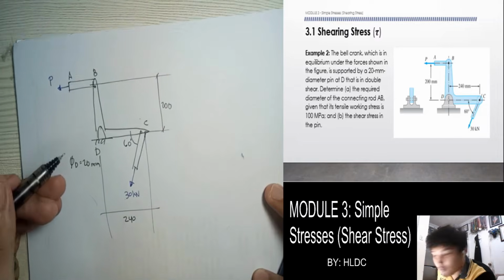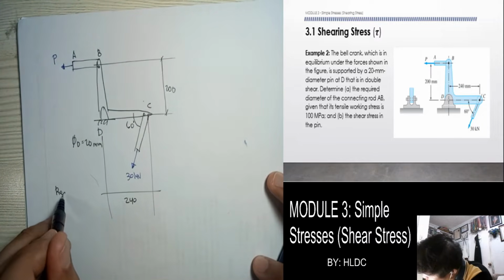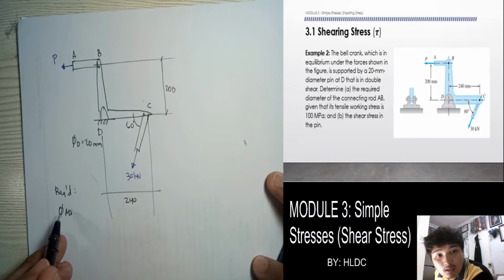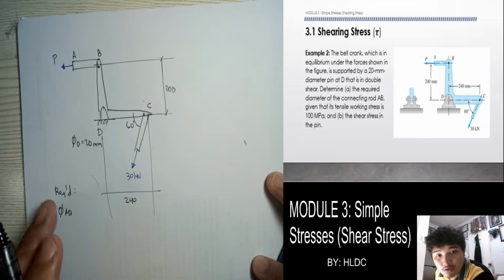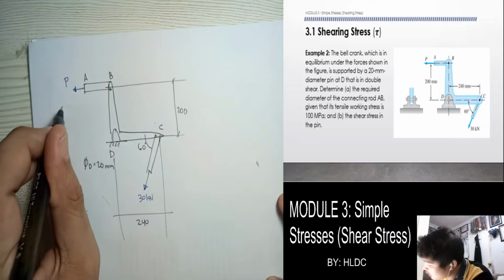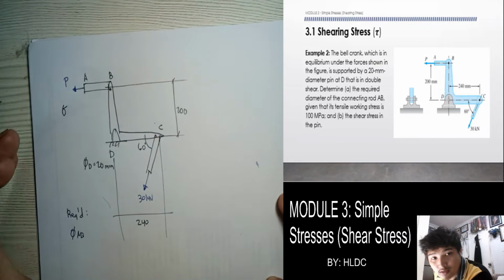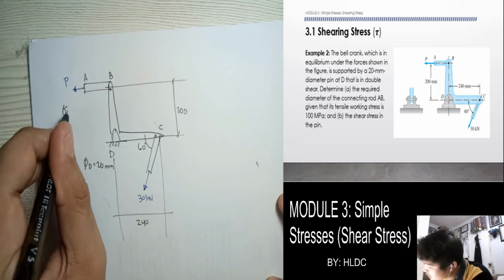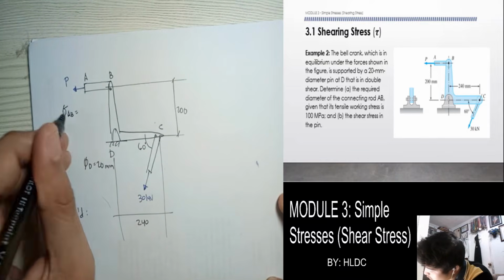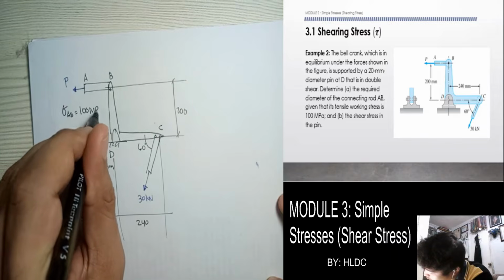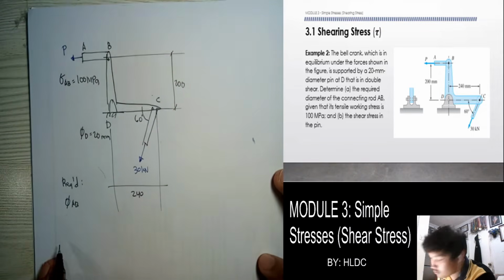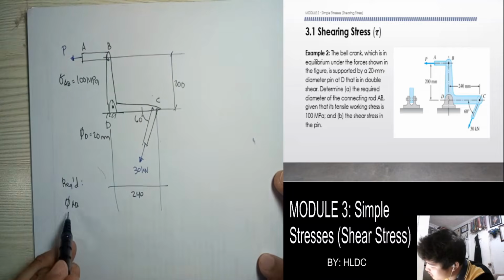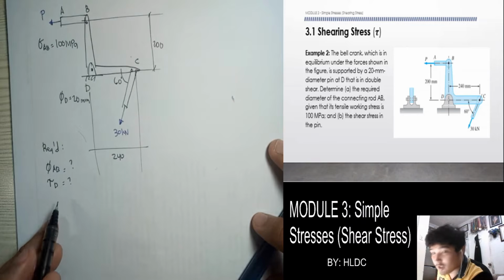And then, so mga required, class, una, yung diameter at AB. But, given yung tensile working stress. So, pag sabi natin tensile stress, di ba, under yung normal stresses. So, given daw yung allowable normal stress, or allowable tensile stress at rod AB is hanggang 100 MPa. Okay, and then next na required is yung shear stress at pin at D. So, tau D. Okay, so unahin natin, class, yung AB.